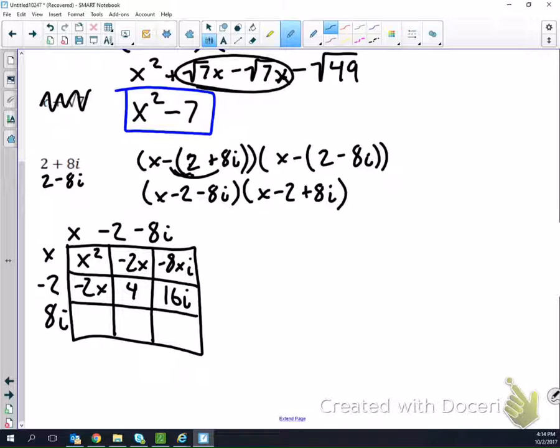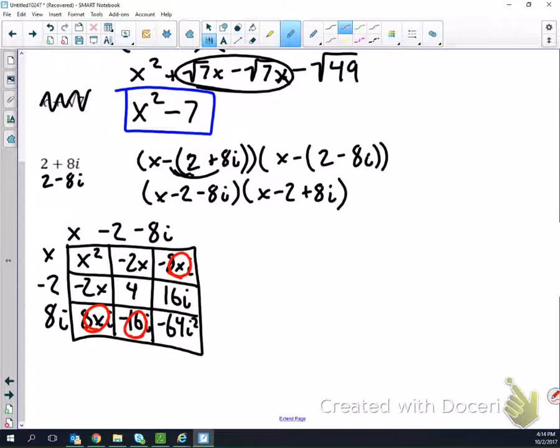All right, now 8xi, negative 16i, and negative 64i squared. All right, so now to take all of that, one thing I do notice, I've got an 8xi and a negative 8xi. Well, that'll be 0.